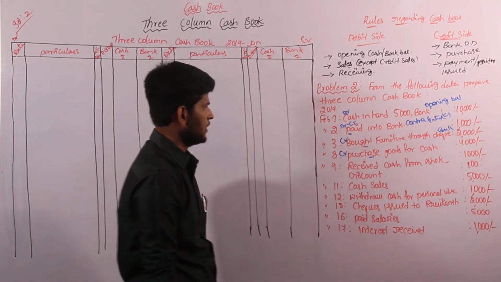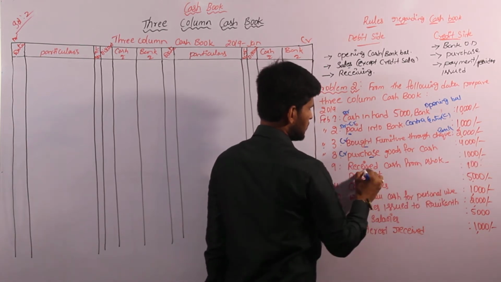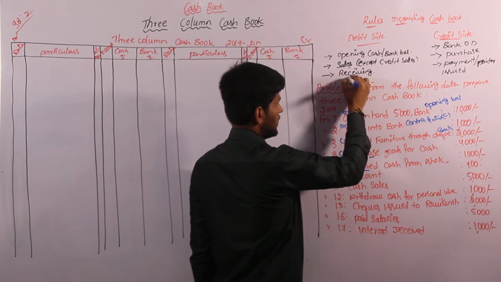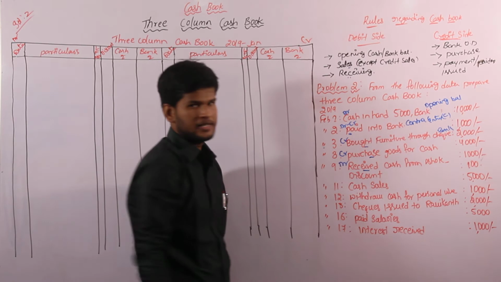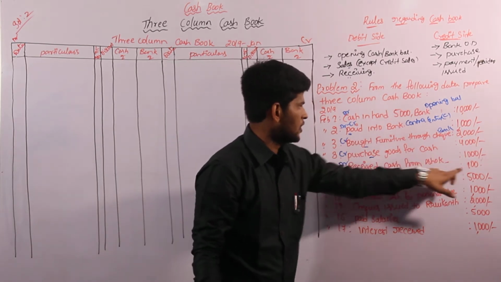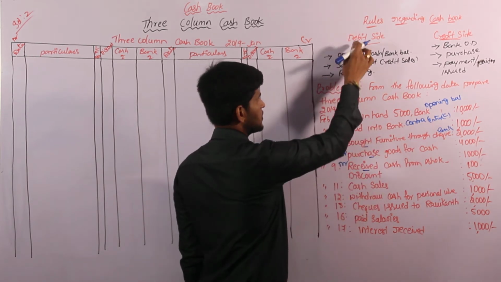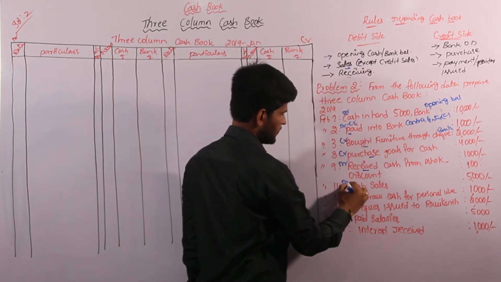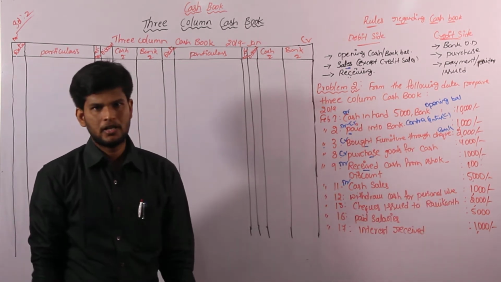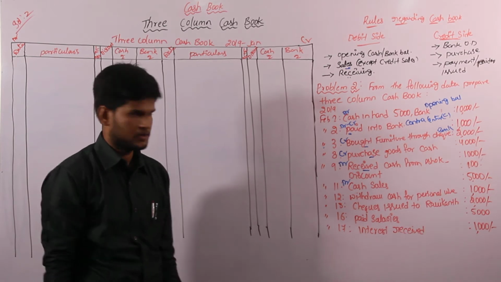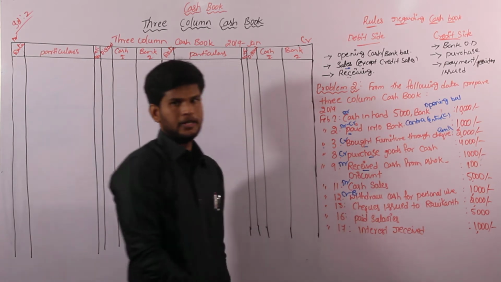And come to the ninth one. Received cash from Ashok 1000, discount 100. So receiving is on the debit side of the transaction. So we have to enter the debit side, that is 1000. In the discount column we have to enter 100 rupees. Next one, cash sales. Sales is also on the debit side of the cash book. Next, withdraw cash for personal use. Withdraw cash from bank for personal use. So always it will be on the credit side of the bank column only, right?